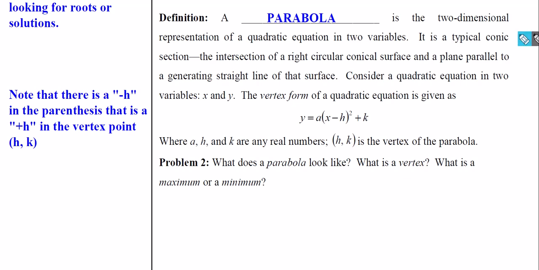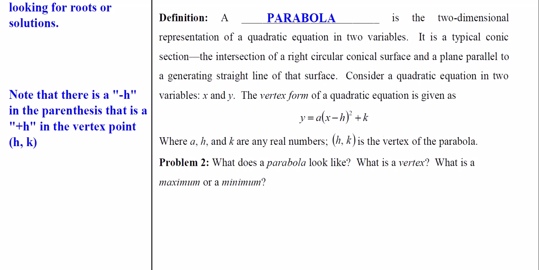Now, this is the vertex form of a quadratic. So notice that there's no b and there's no c. This time it's replaced with h and k. Now, you can take any quadratic and make it into the vertex form by using a process called completing the square, which we're not going to do in these videos.